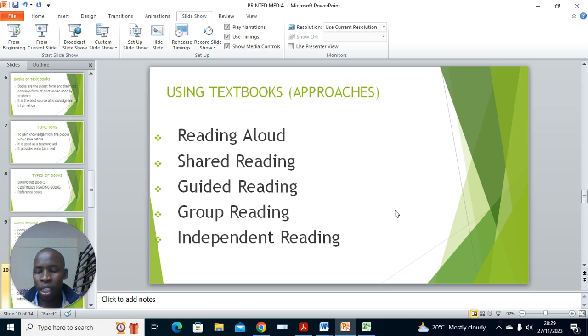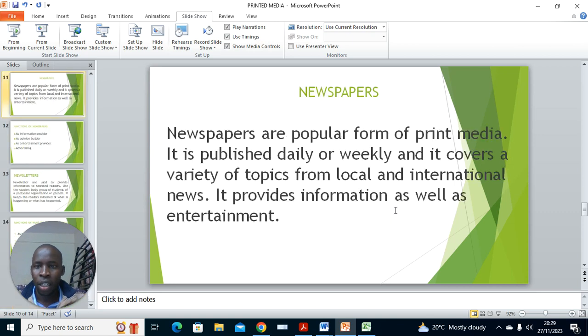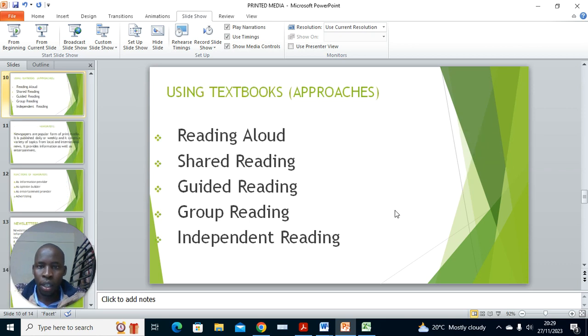What are some of the approaches that we use in textbooks? One is by reading aloud, shared reading, guided reading, group reading, and independent reading. So those are various ways on how textbooks can be used.